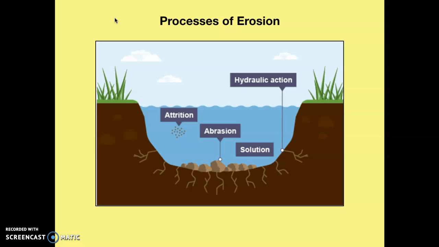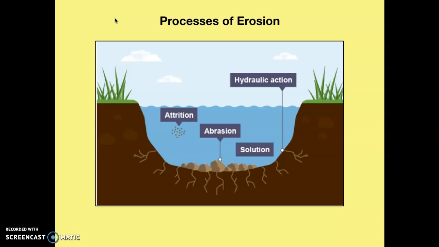Now, erosion is the process where a river wears away at the land, and the ability of a river to erode depends on how much water is moving through the river and how fast that water is moving. And erosion takes place in 4 ways. There's hydraulic action, abrasion, solution, and attrition.